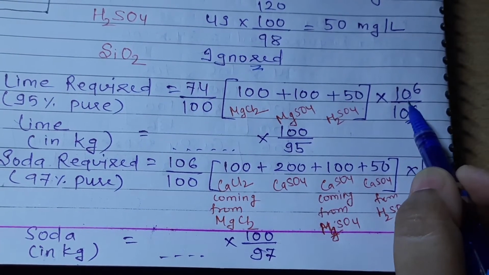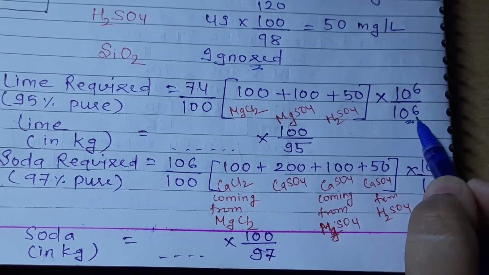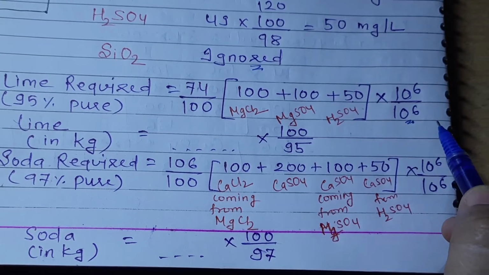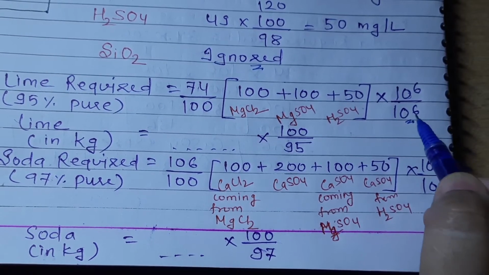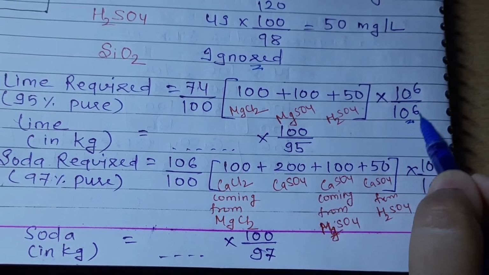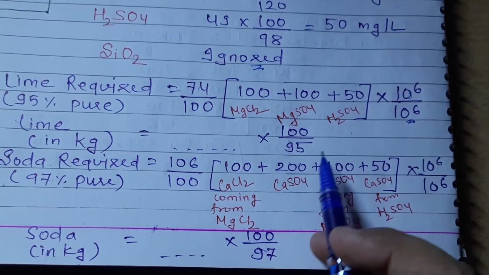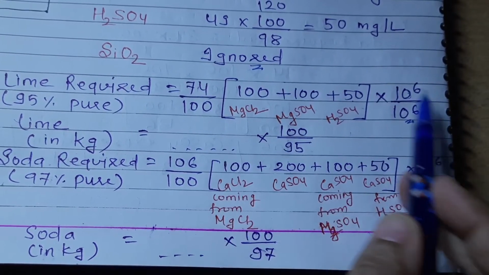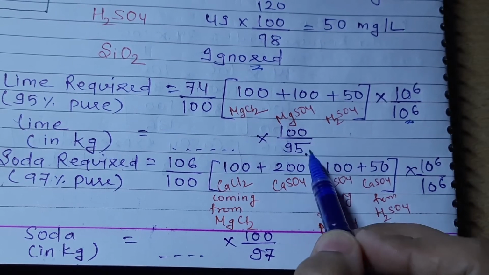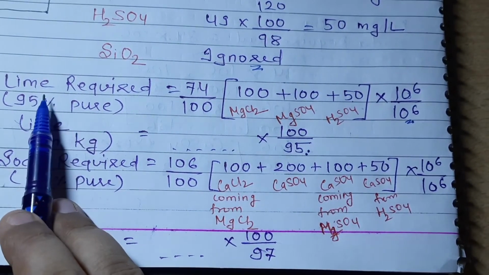So we convert milligram into kilogram by dividing it with 10 raised to power 6. 1 kilogram is equal to 10 raised to power 6 milligram. So this is actually volume of water upon 10 raised to power 6 to convert milligram to kilogram. And when you solve it, you will multiply it with 100 upon 95. What is 100 upon 95? It is actually the 95% purity given for the lime.